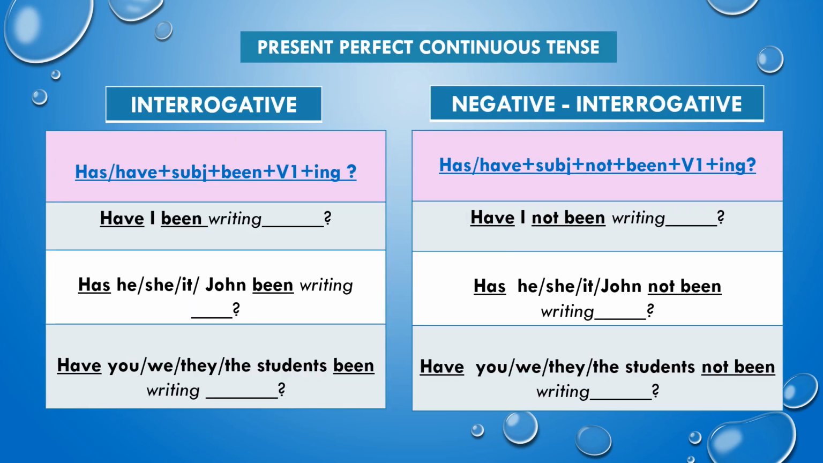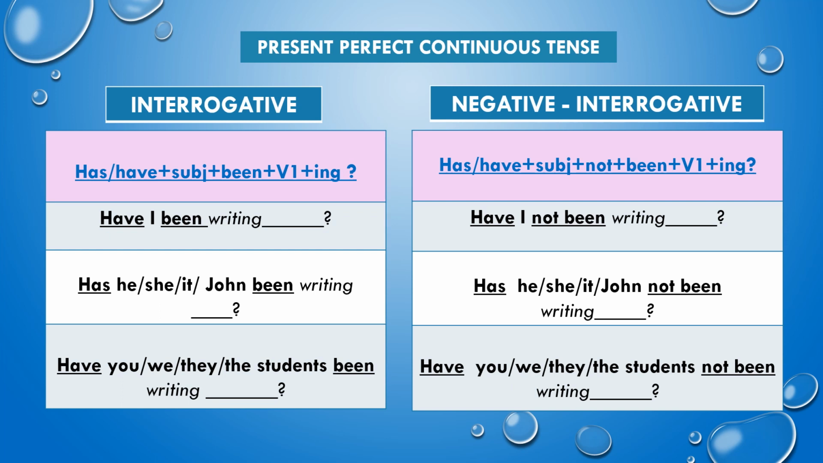The last forms in present perfect continuous tense are interrogative and negative interrogative forms. In the interrogative column, we see the formula as has or have plus subject plus been plus verb 1 plus ing, and closing that with a question mark. And in the negative interrogative form, the formula is has or have plus subject plus not plus been plus verb 1 plus ing, closing that with a question mark.